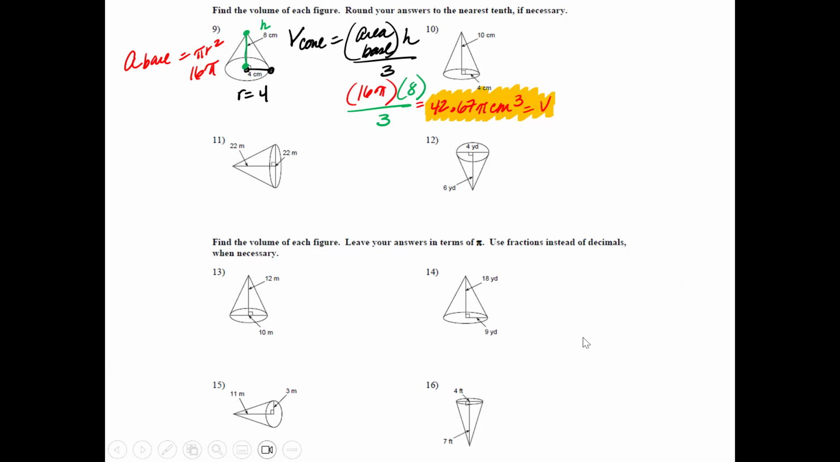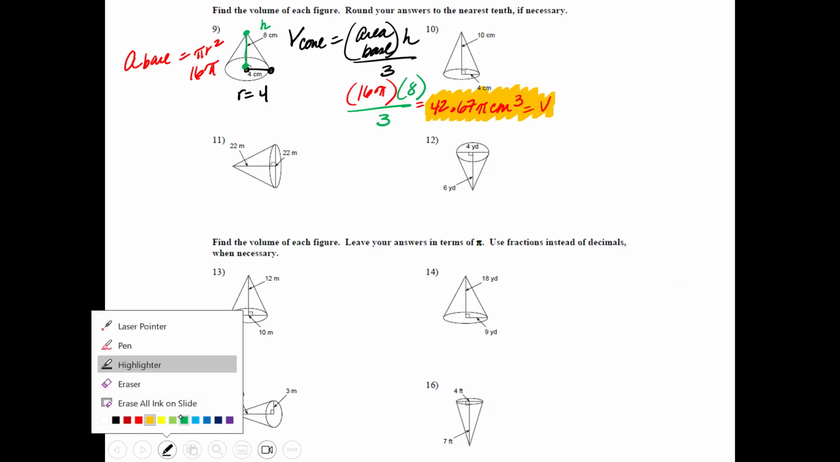Okay, I'm gonna pause this. Actually, I'm gonna go on to number 11. I'm gonna do number 11. I'm gonna have you do the other ones by yourself.